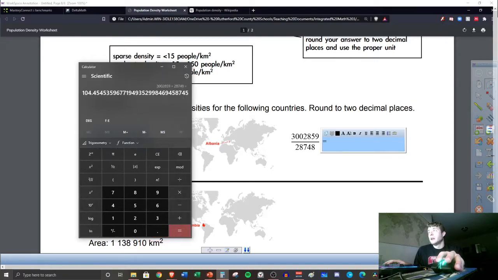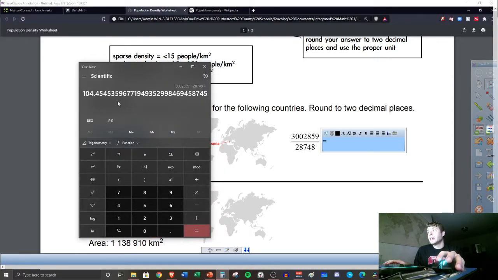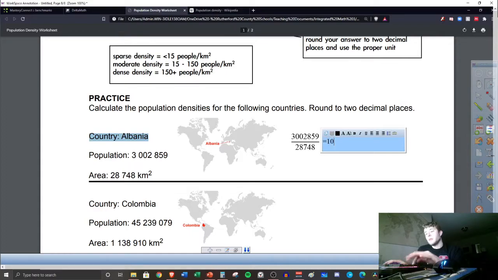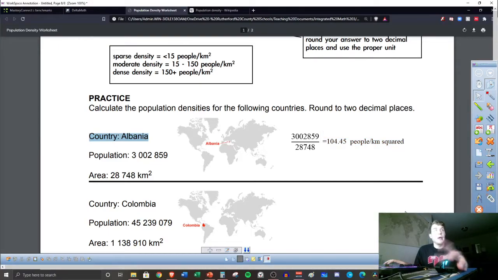There we go. And we will round that to 2 decimal places. So this is 104.45. And then the units for this is people per kilometer squared. Okay, now on your paper when you're writing it, you can just put the little square symbol. Okay, but there we go. That's all we have to do for these densities.